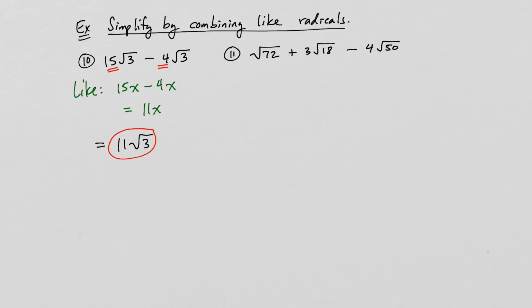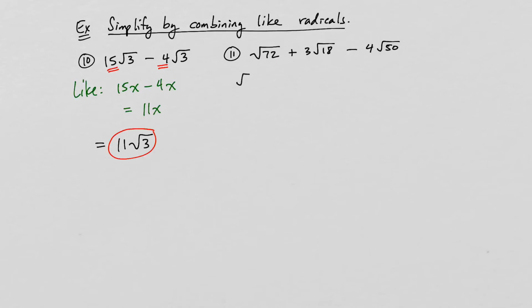Okay, so that's a pretty simple example. Let's try one that's a little bit more complicated. Notice in the next example, none of these radicals are alike because they all have different radicands. Even though they're all square roots, they have different numbers on the inside of the square root. So we cannot combine these radicals together. However, we can simplify each one.